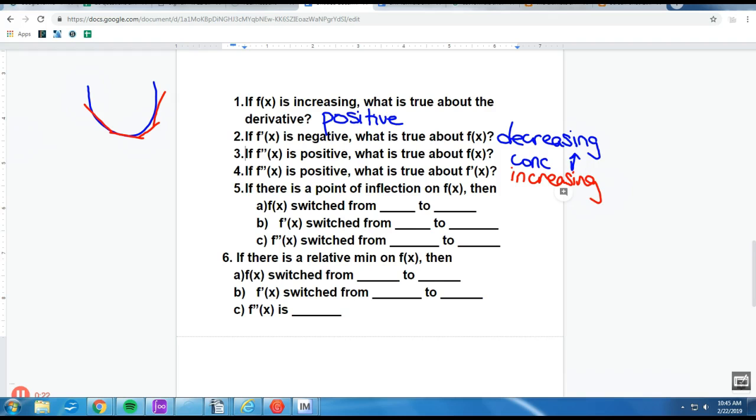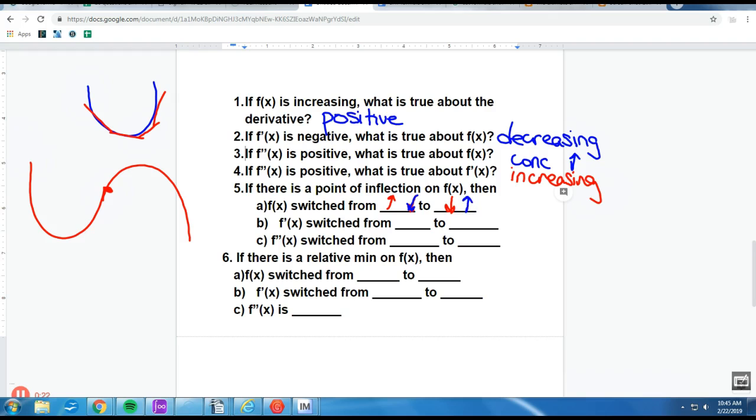Point of inflection on f of x. So, like that. Then f of x switched from, and it's either up to down or down to up. So you could do up to down, or you could do down to up. It just changed concavity. I don't care which direction you want to say it.